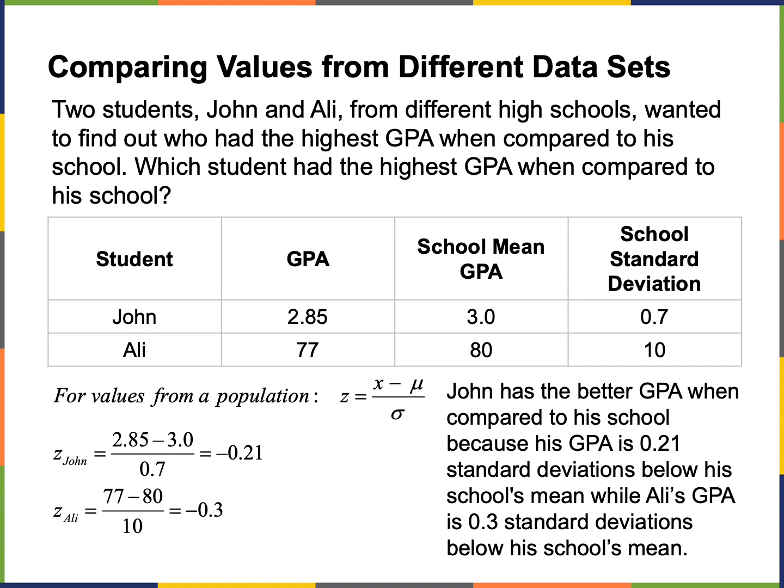John's GPA has a z-score of negative 0.21, and Allie's has one of negative 0.3. So John has a better GPA, because his GPA is 0.21 standard deviations below the mean, while Allie's is 0.3 standard deviations below the school's mean.